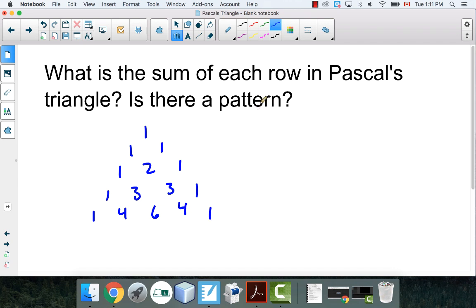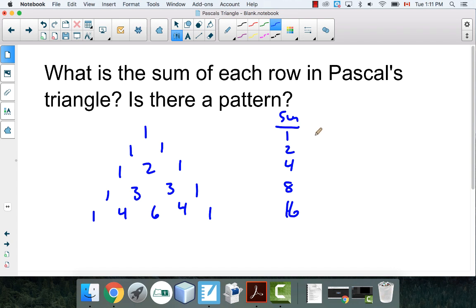Okay, so I'm going to make a thing that says sum here. So my first row right here, the sum is going to be 1. The next row, I got a 1 and a 1, that's 2. Next one be 1, 2, and a 1, that's going to be 4. Next one is 1 plus 3 plus 3 plus 1. This is 6 in the middle, plus another 2 is going to be 8. And the last one you're going to see is going to be 16. So this is 5, that's 10, plus a 6 gives me 16.